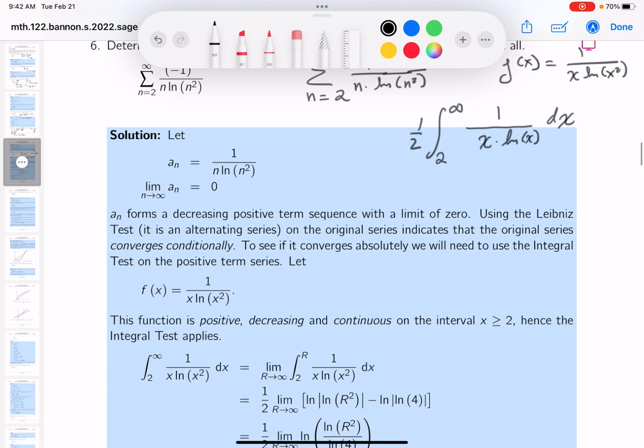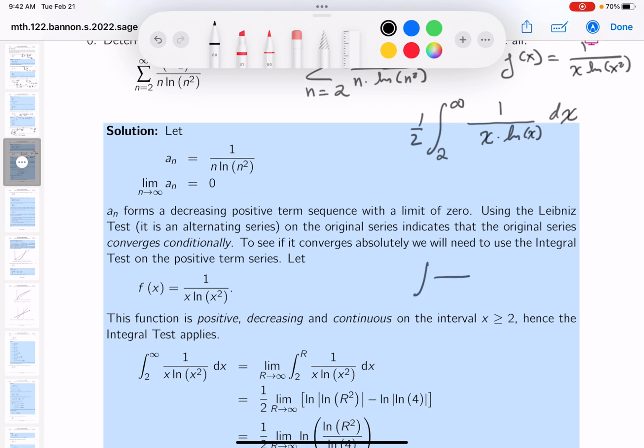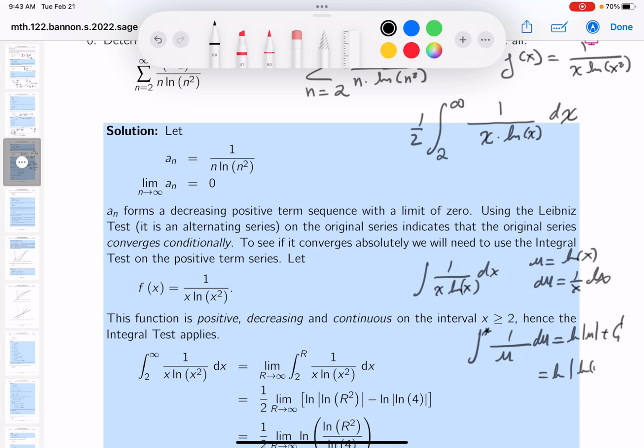All right. I'm going to do the integration on the side work. I'm going to put this over here. I'm going to let u equal ln x, and du would be 1 over x dx. So this looks like 1 over u du. Let's make sure I did that right. Yeah, it looks good. And that's going to be the natural log of the absolute value of u, plus some constant c. What's u? u was ln x, plus c.